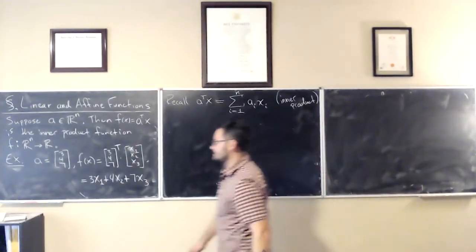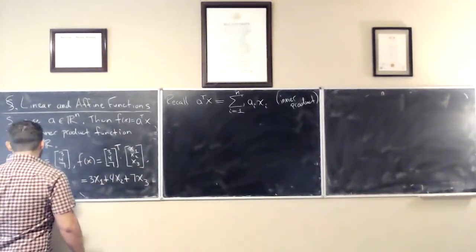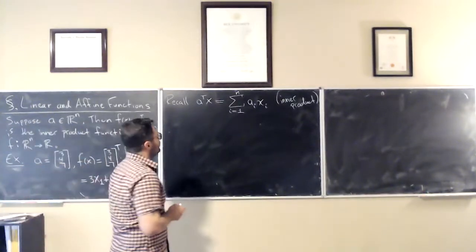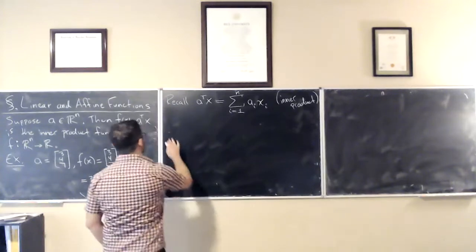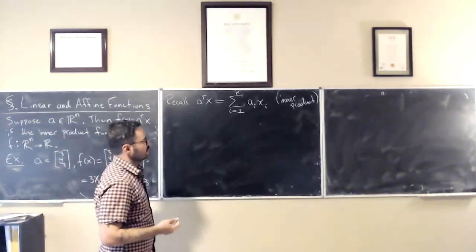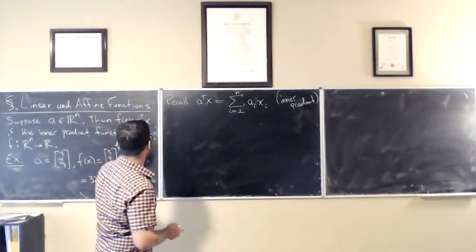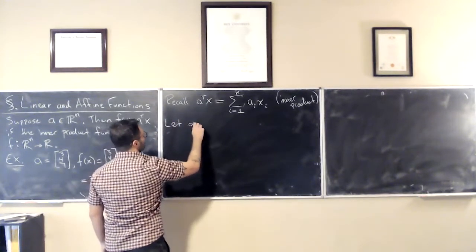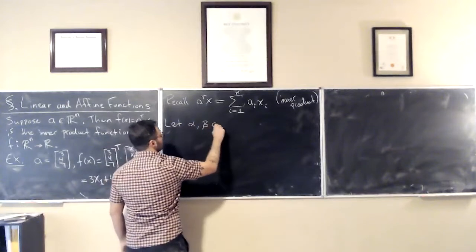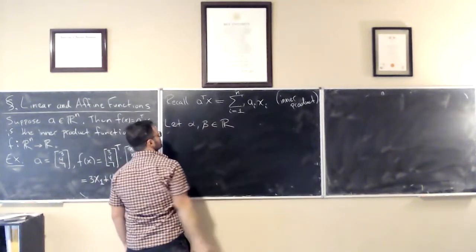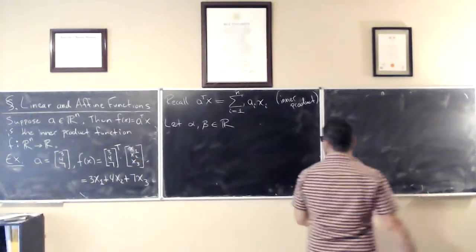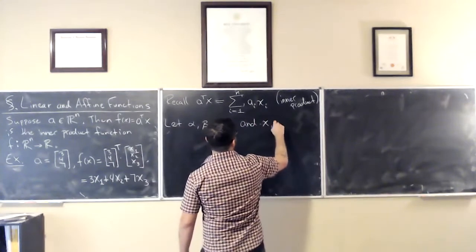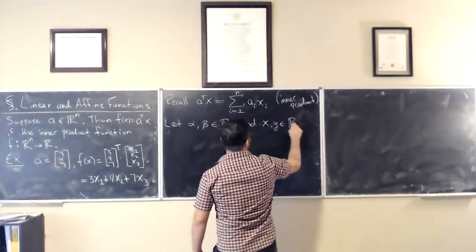Okay, so I'll illustrate the next property with this example, this inner product function. I'm going to let alpha and beta be scalars. They're just real numbers, okay? And x and y be vectors.